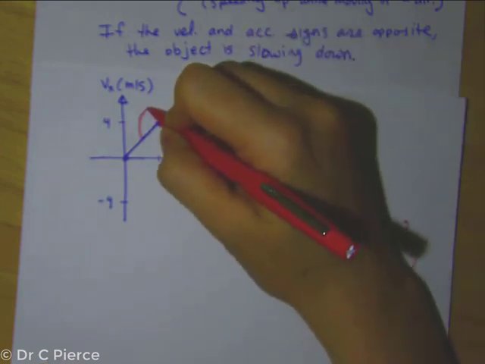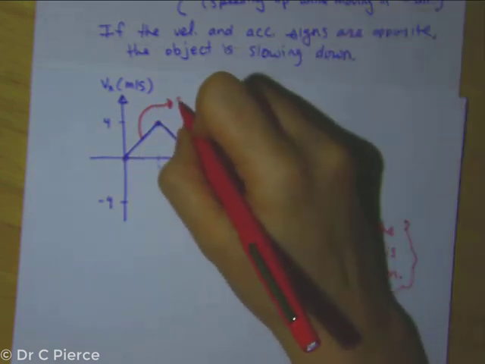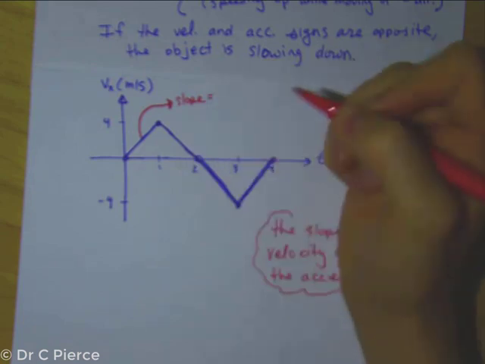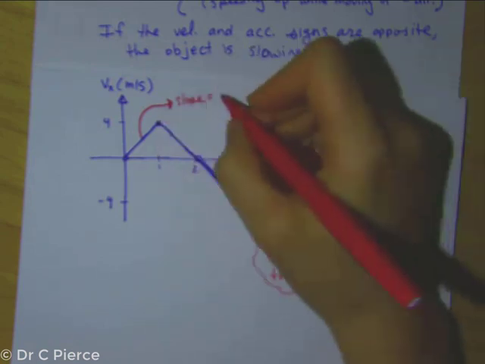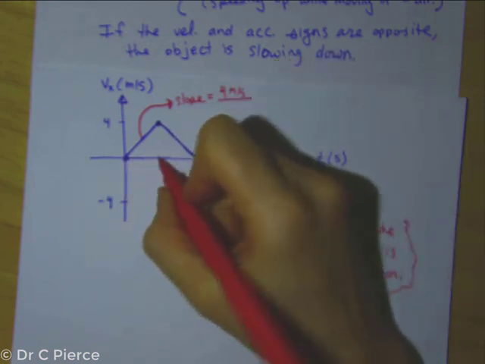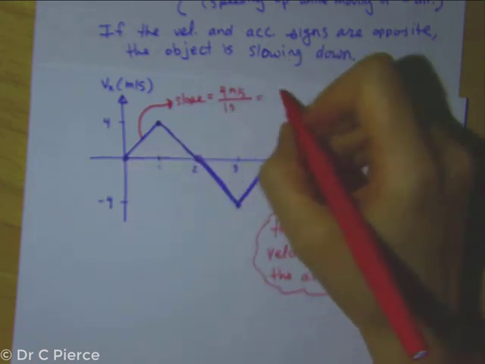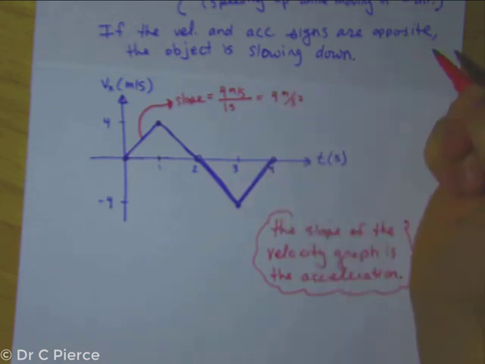So during this segment here, from 0 to 1, the slope would be equal to rise over run. The rise was 4 meters per second divided by the run of 1 second. So we end up with 4 meters per second squared.